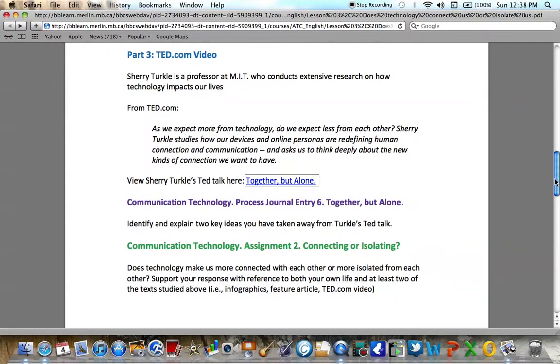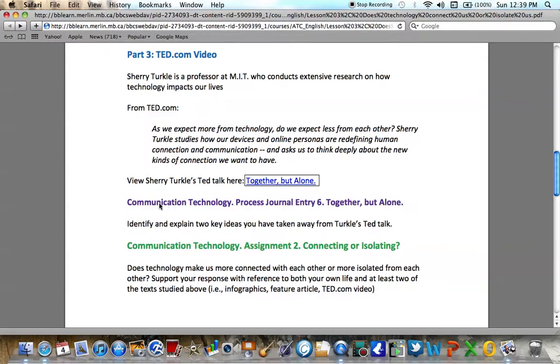The third part of the lesson focuses on a TED.com video. And the presenter, or the speaker in the video, is Sherry Turkle, who's a professor at MIT. And all her research focuses on the impact that technology has on people, how technology use changes people. So this is about a 15-minute video on TED.com, and you're going to follow the link and watch it.